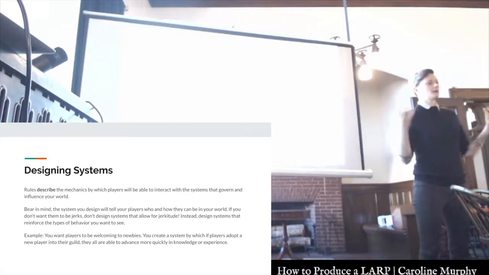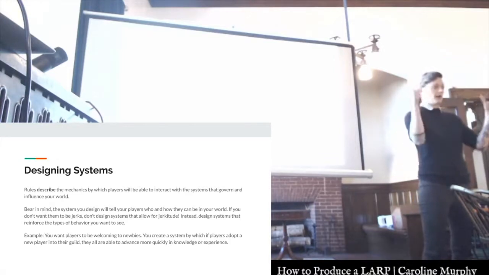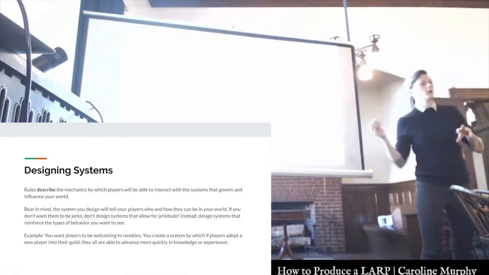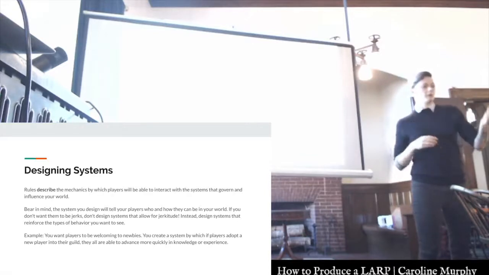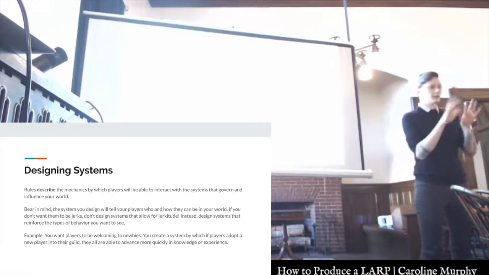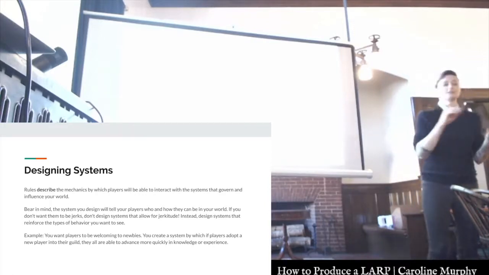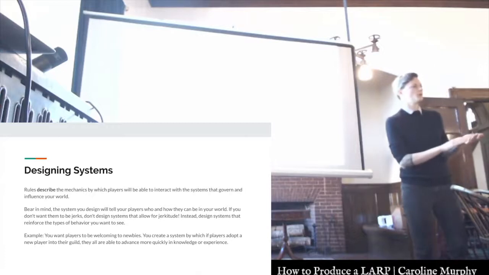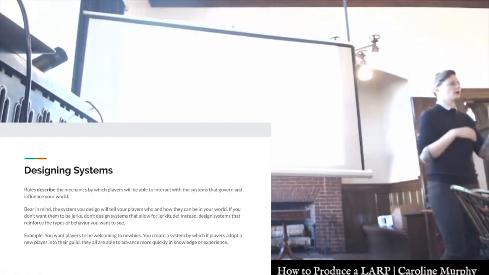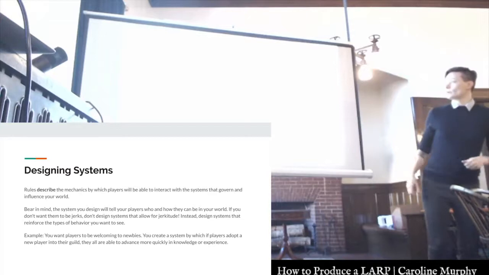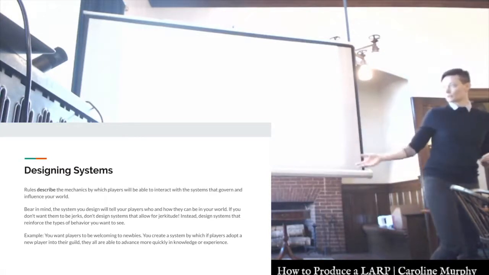If you start to think of systems at that level, it's going to become easier and easier for you to pull apart what are rules and what are mechanics, and how are they different? I would say that rules describe mechanics. Your rules are the ways in which you are communicating to your players what the mechanics are that build the system in which everyone is residing. So rules describe mechanics by which players are able to interact with the systems that govern and influence your world.